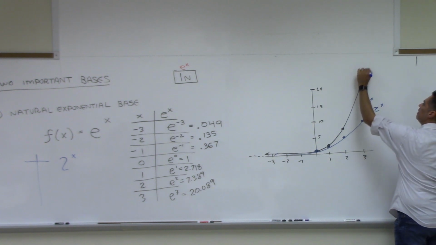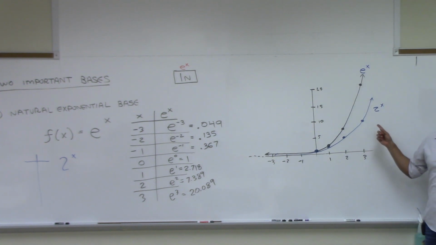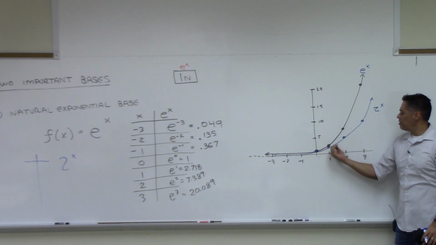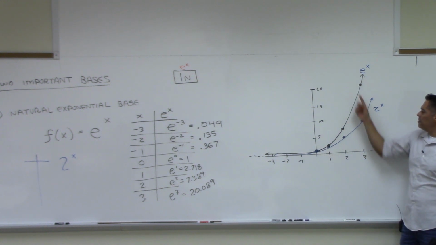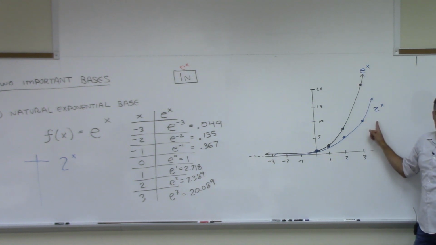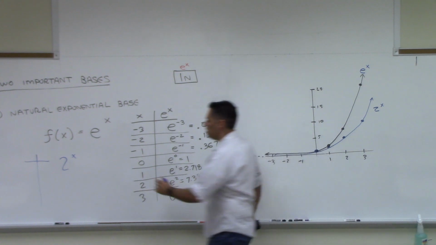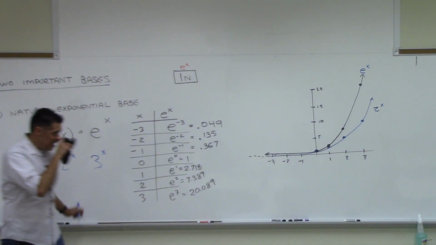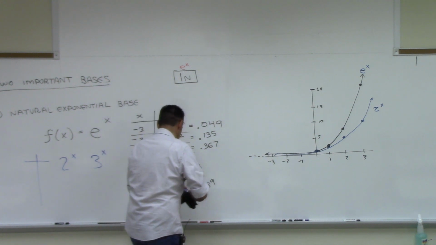This one is e to the x. Which of those is growing faster? The e to the x, right? As you move to the right, the black graph is above the blue one, which means it's growing faster than 2 to the x. If I did 3 to the x, which we did with the bacteria problem last class, if we plotted that, here's what it would look like.